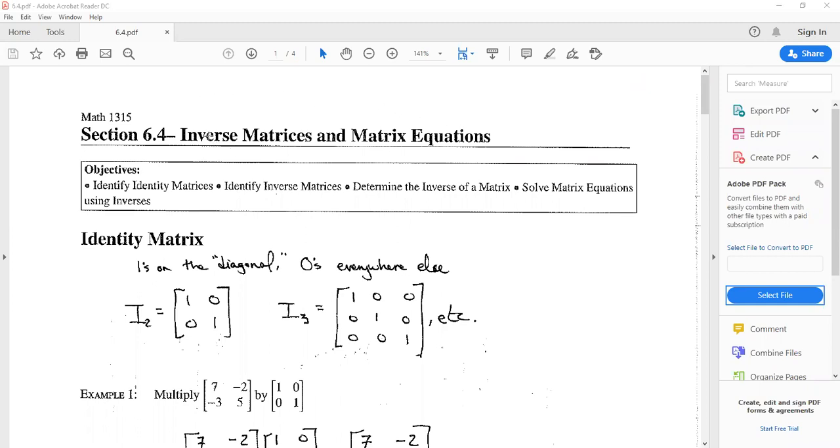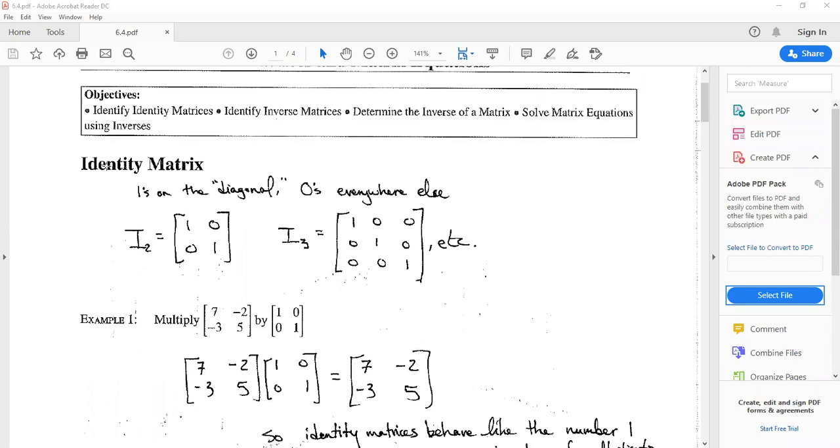So we're going to be talking about inverse matrices today, and we're going to tie it back to our original conversation about solving systems of equations using matrices, or systems of linear equations. And so first, let's talk about what's called the identity matrix.